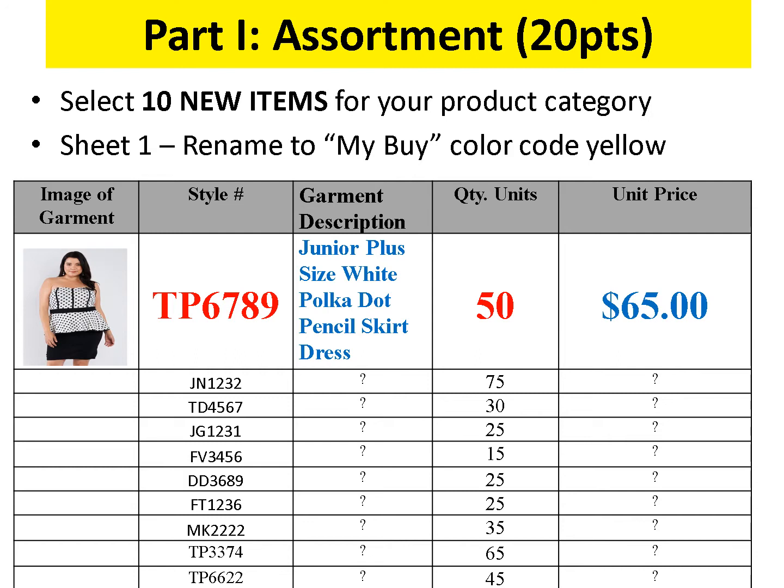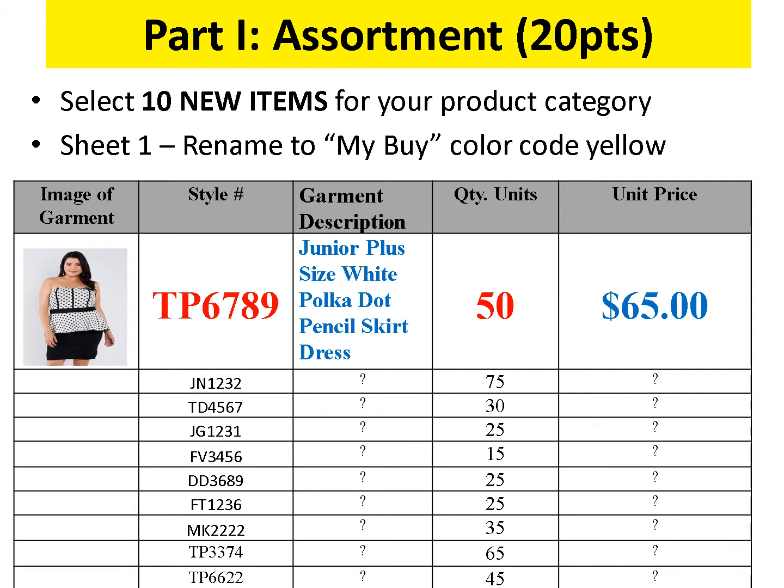From the Tasha Apparel website, you want to use their garment description. So for example, if I want to buy this item from the Tasha Apparel online website, I will use their description, which is a junior plus white polka dot pencil skirt dress. The item, I'm just going to use a fictional unit price, is $65. You will get the unit price from Tasha Apparel.